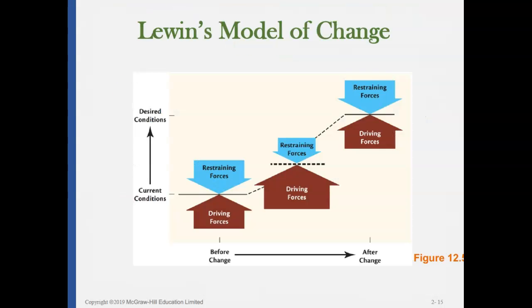So here's Lewin's model, a schematic of it. You can see at the bottom we have the driving forces as they move up in those arrows, and then we have the restraining forces on the top, and you're kind of trying to break through them to get to the next outcome.